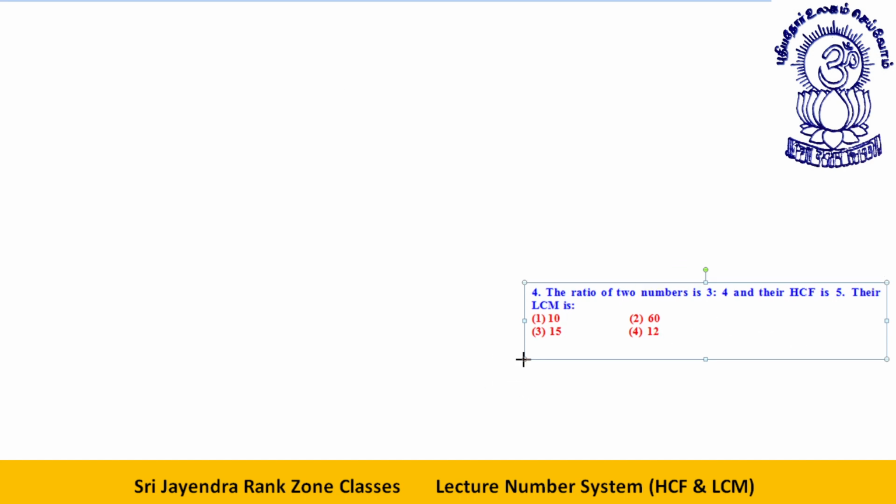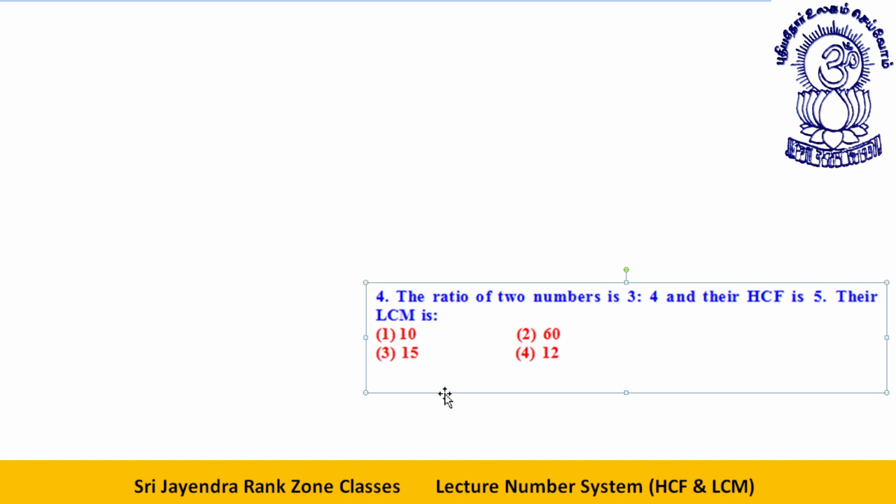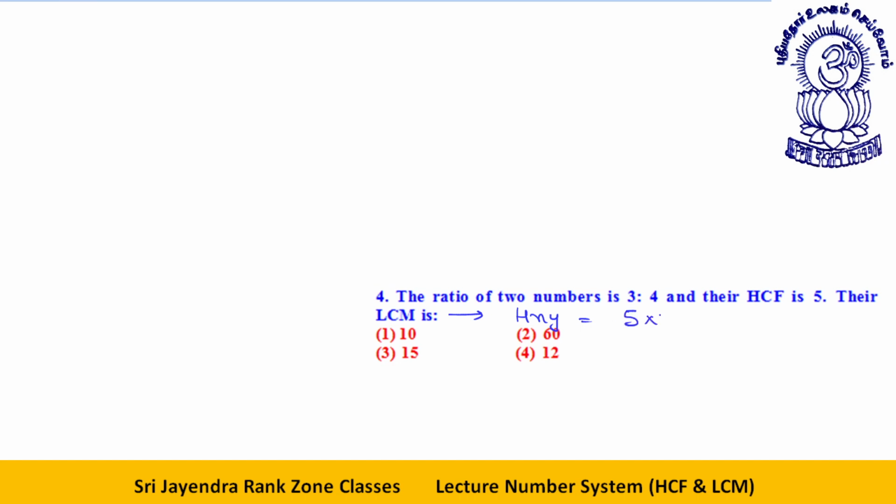Can I do it directly? Verbally, what should be the answer? The ratio of two numbers is 3 is to 4 and their HCF is 5. What is their LCM? So their LCM is Hxy, that is I can say 5 into 3 into 4, option 2. Next one.